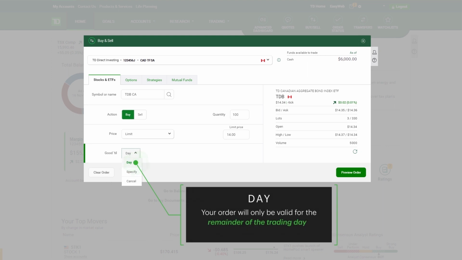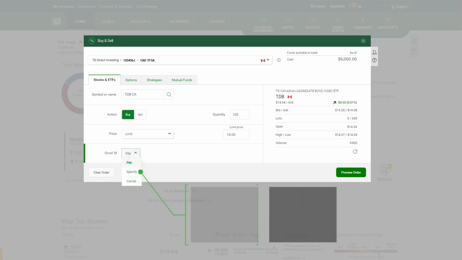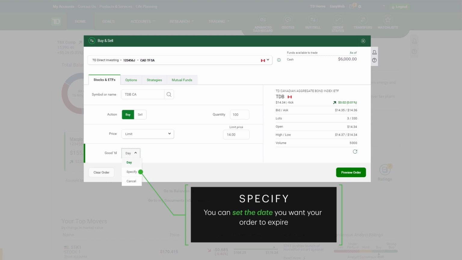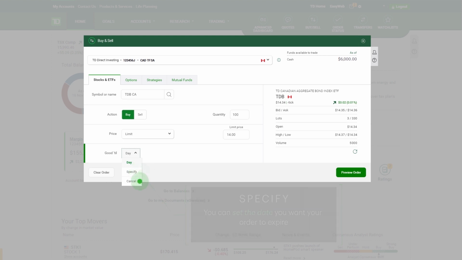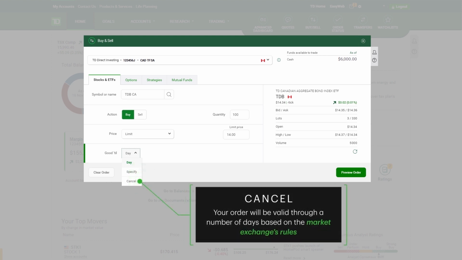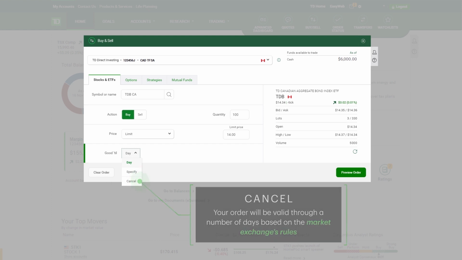The day option means your order will only be valid for the remainder of the trading day. At the end of the day, your order may either be filled or expired. If you choose Specify, you can set the date you want your order to expire. And Cancel means your order will be valid through a number of days based on the market exchange's rules.